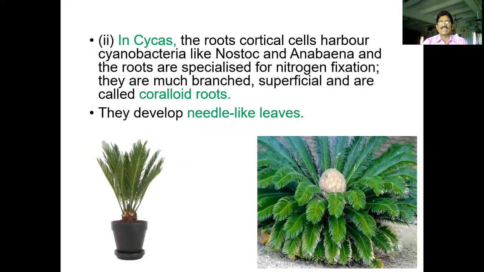So when you see the cycas, this is a cycas plant. These are the leaves and this is a cone. These cycas plants have roots with cortical cells that house cyanobacteria like Nostoc and Anabaena. The roots are specialized for nitrogen fixation. They are much more branched, coral-like structures. They are called coralloid roots. When you see the leaves of the cycas plants, they look like needle-like structures.